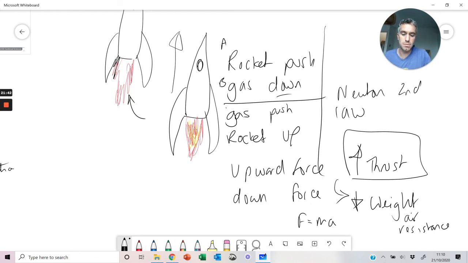As time goes on, what happens to the weight of the rocket? When you burn fuel, the weight goes down. So as this goes down, you get even more thrust, so it accelerates even faster. It goes at a higher rate of acceleration, increasing the rate as it goes along.